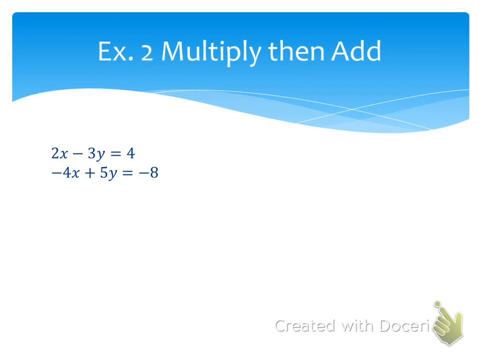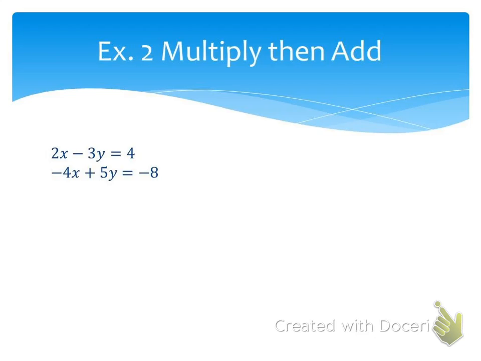Okay, so we've done elimination where 2 terms cancel out. But what happens when my system of equations does not have a term that will cancel out with another term? That's what we're going to work on in this example, example 2. Okay? I've got to look. Will my x's cancel out? No, because I have a 2 and a negative 4. Will my y's cancel out? No, because I have a negative 3 and a 5.